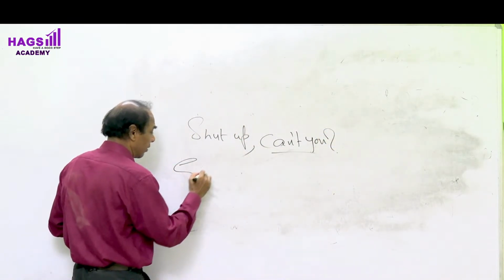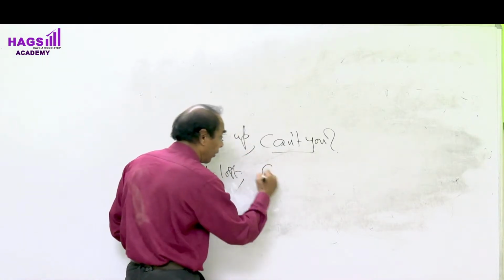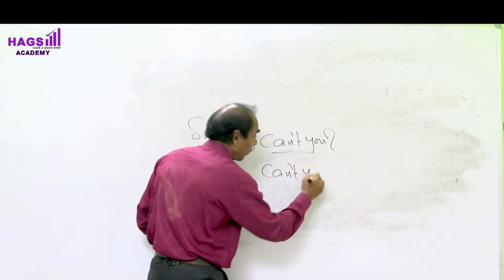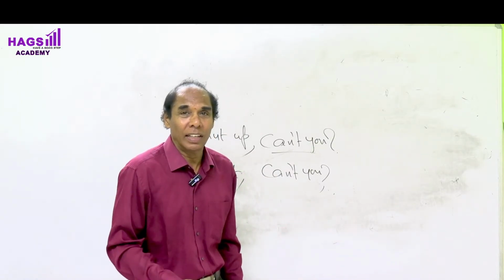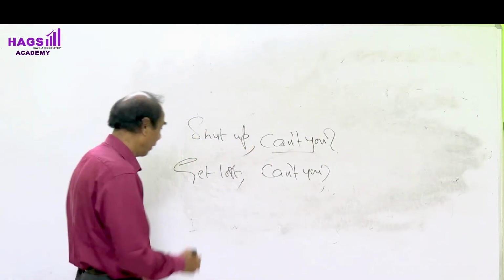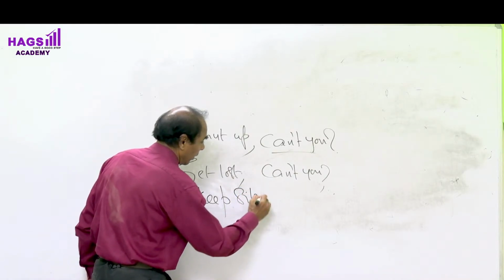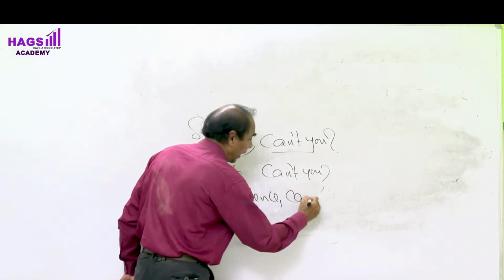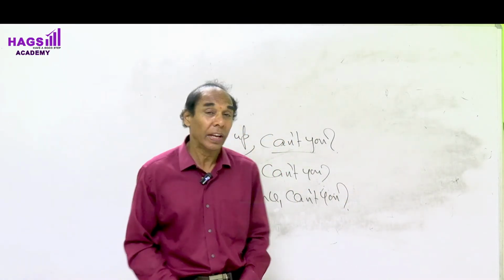Similarly, "get lost." Get lost means "can't you." We cannot give the expression of request with these two sentences. Similarly, one more: "keep silence." This also takes "can't you." Why?